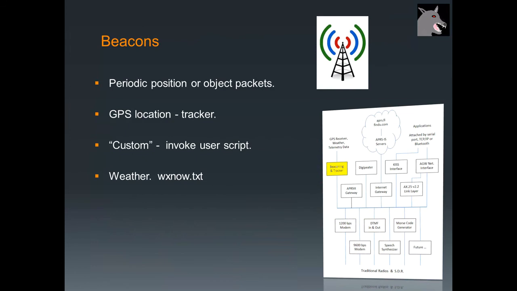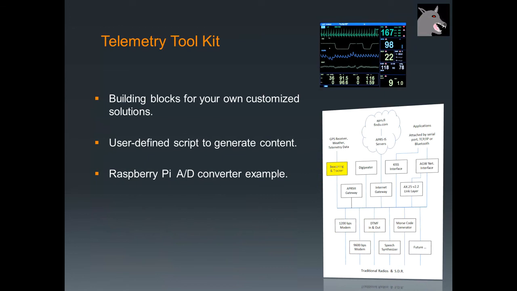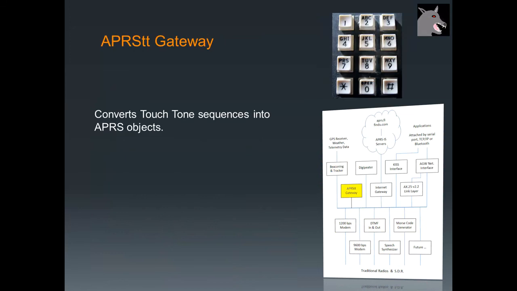Yeah, that would come under, oh, what a coincidence, telemetry. So APRS has a special telemetry format that allows you to specify labels, units, and the actual data. And the Direwolf contains a telemetry toolkit, which contains building blocks for your own applications. There's even a complete example in there where an analog converter is hooked up to a Raspberry Pi, and then it transmits the voltage measured from that.